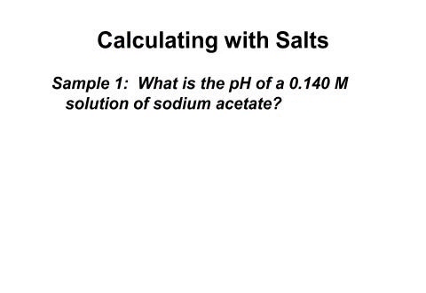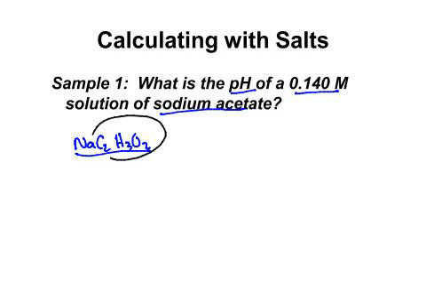So, speaking of sodium acetate, what is the pH of a 0.140 molar solution of sodium acetate? Well, first we start with sodium acetate. Many students want to write NaC2H3O2. Now, what we really care about in the sodium acetate is the acetate, because the sodium we don't care about. So we're going to write C2H3O2 negative, and we're going to react it with water. We must react with the water.